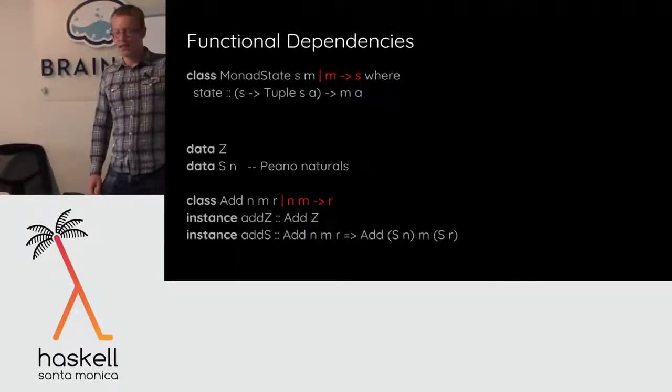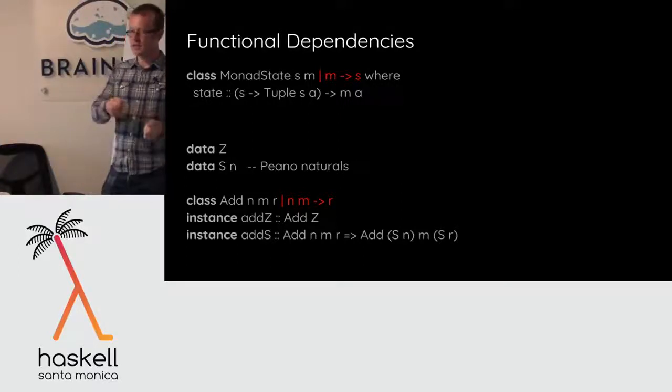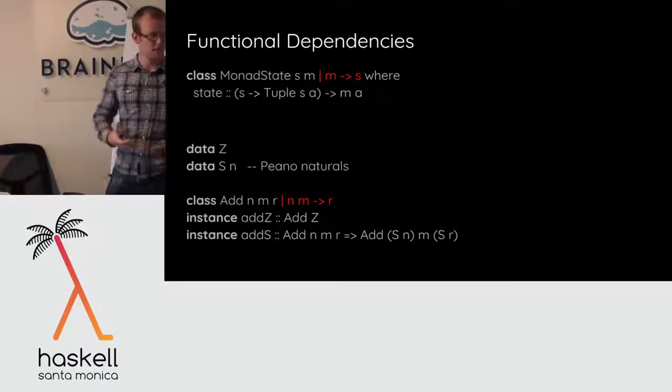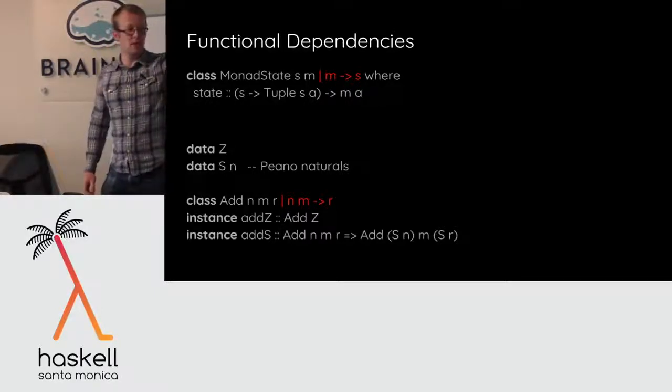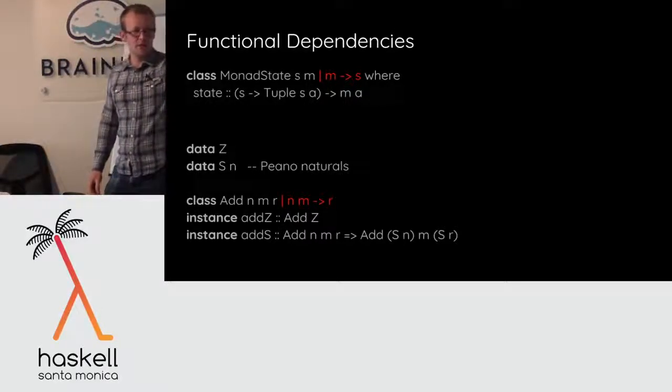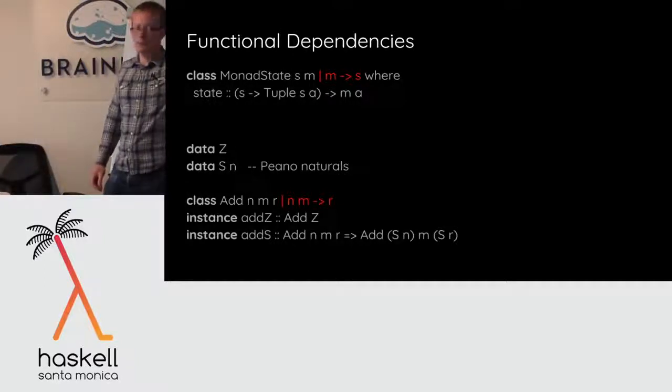And then using type classes with functional dependencies, we can write type level functions that relate these things and are functional in those arguments. So we can say, I have this Add class that's a three-way relation between two inputs and one output. And if I know the two inputs, then I can infer the output.